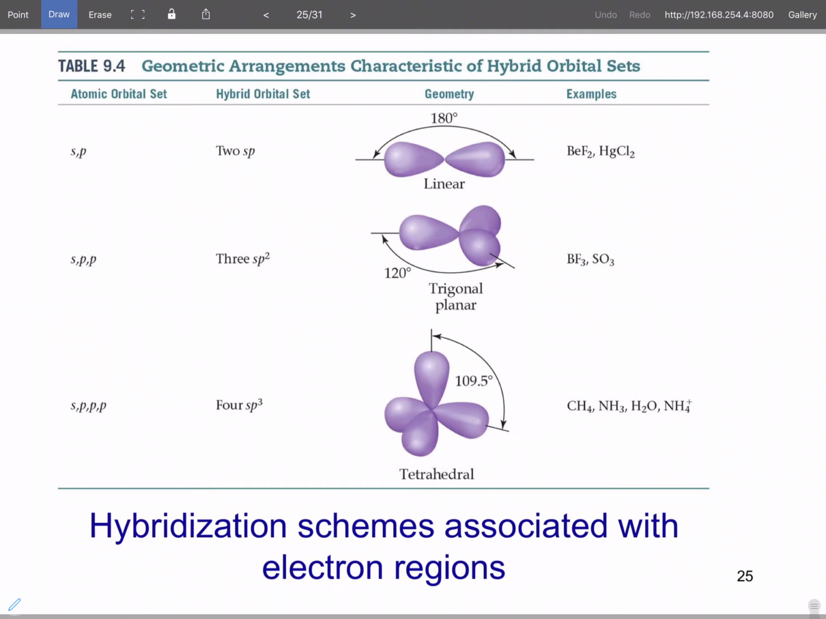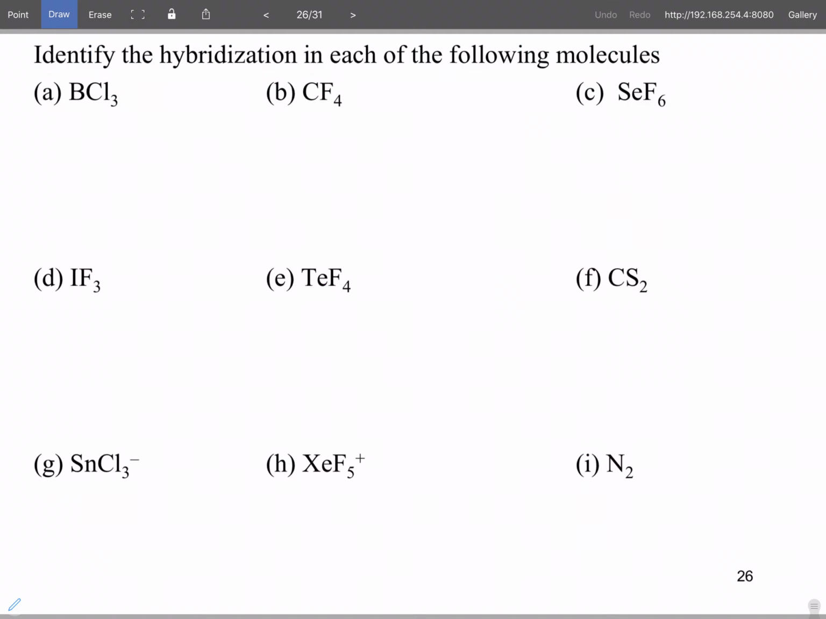Now, geometric arrangements then of hybrid orbital sets. If you have 2, it's linear again. 3, it's trigonal planar. 4, it is tetrahedral. And the hybridization schemes are located or associated with the electron regions. So we're back to trying to identify the hybridization in each of the groups here.